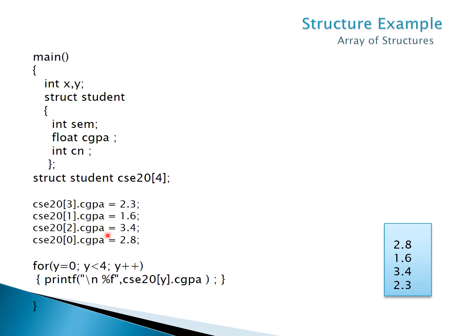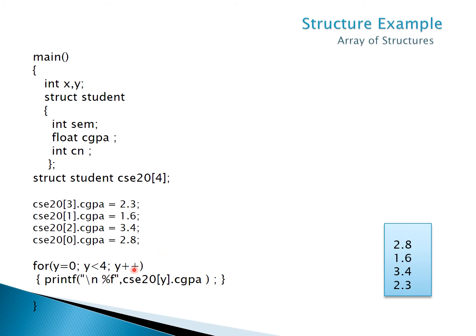3.4 will be assigned to the CGPA member of the third structure, and 2.8 will be assigned to the CGPA member of the first structure. Next, we have a for loop. The value of y is 0, and that is true, so we will execute this statement. So that means we have here CSC20[0].cgpa, so the CGPA of the first structure will be displayed, which is 2.8.